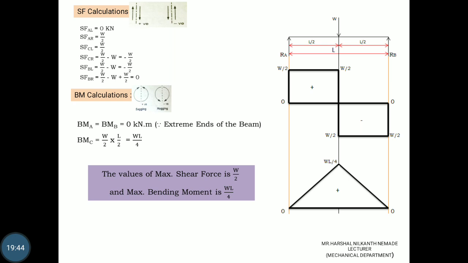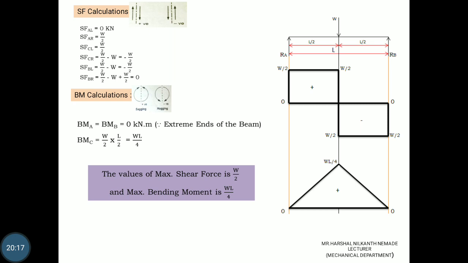SF calculations for that figure. SF at AL is equal to 0 kilonewton. SF at AR is W divided by 2. SF at CL is equal to W divided by 2. SF at CR is W divided by 2 minus W, which is equal to minus W divided by 2. At BL it is W divided by 2 minus W, equal to minus W divided by 2, and at BR it is 0. Whatever SF values I got, I will mark on the diagram and I will get the diagram.